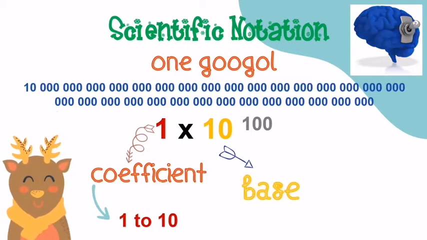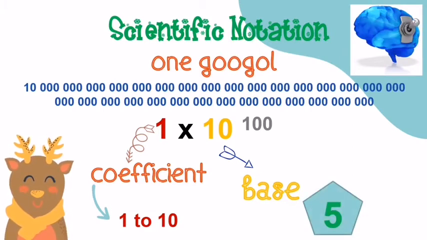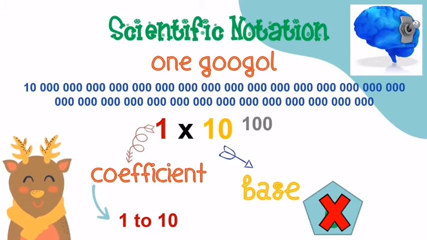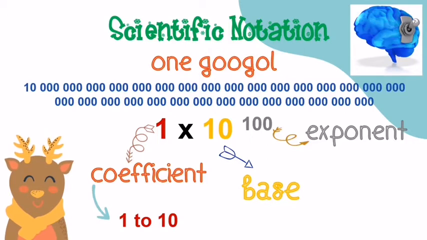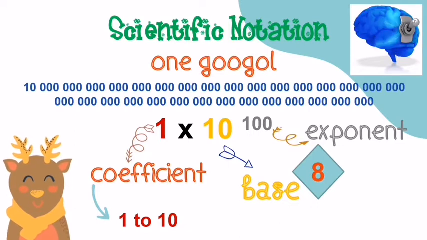Now, let's move on with our base. Take note, in scientific notation, your base should always be 10, a power of 10. So meaning if it is not 10, for example, your base is 5 or other numbers, it's not a base for your scientific notation. And also, we have here our exponent. In scientific notation, at your level for now, we'll be using what? Whole numbers, that could be positive whole numbers or negative whole numbers.